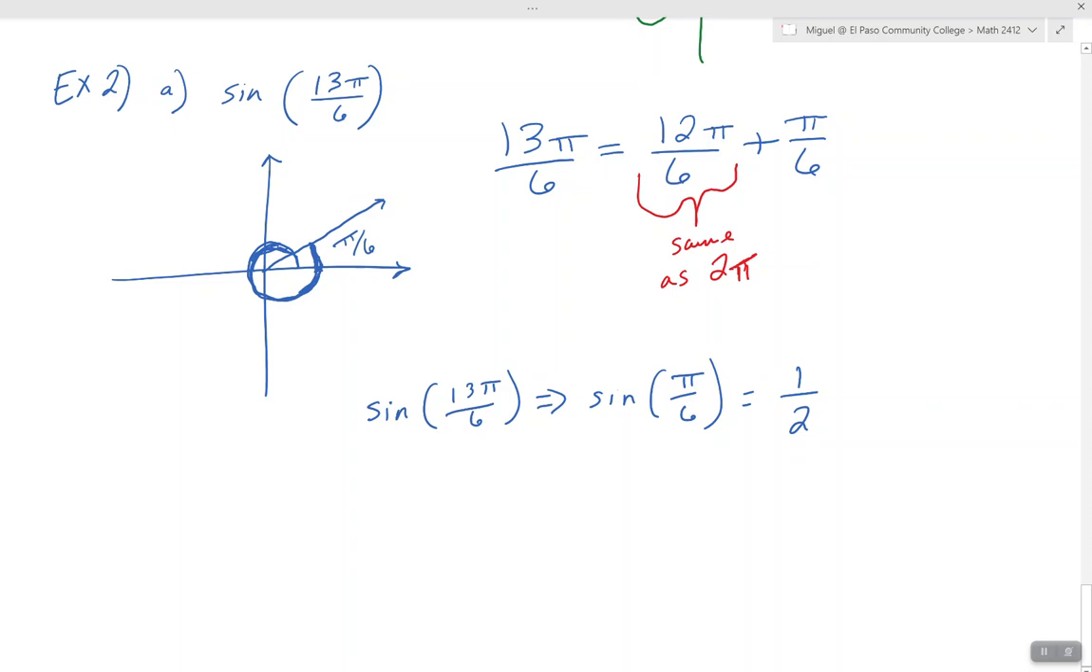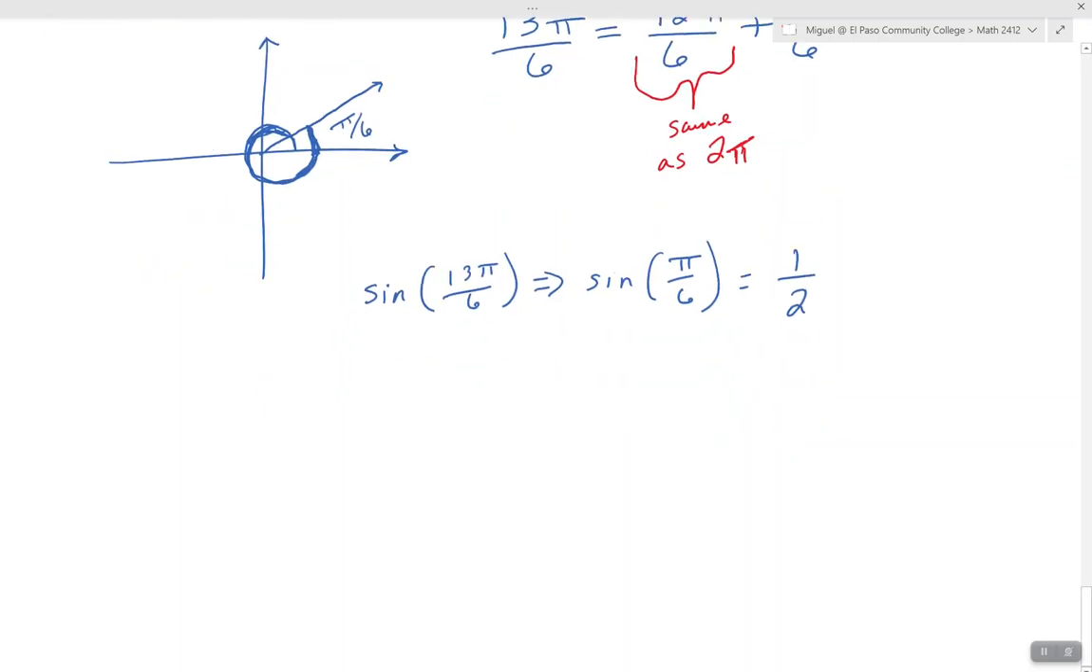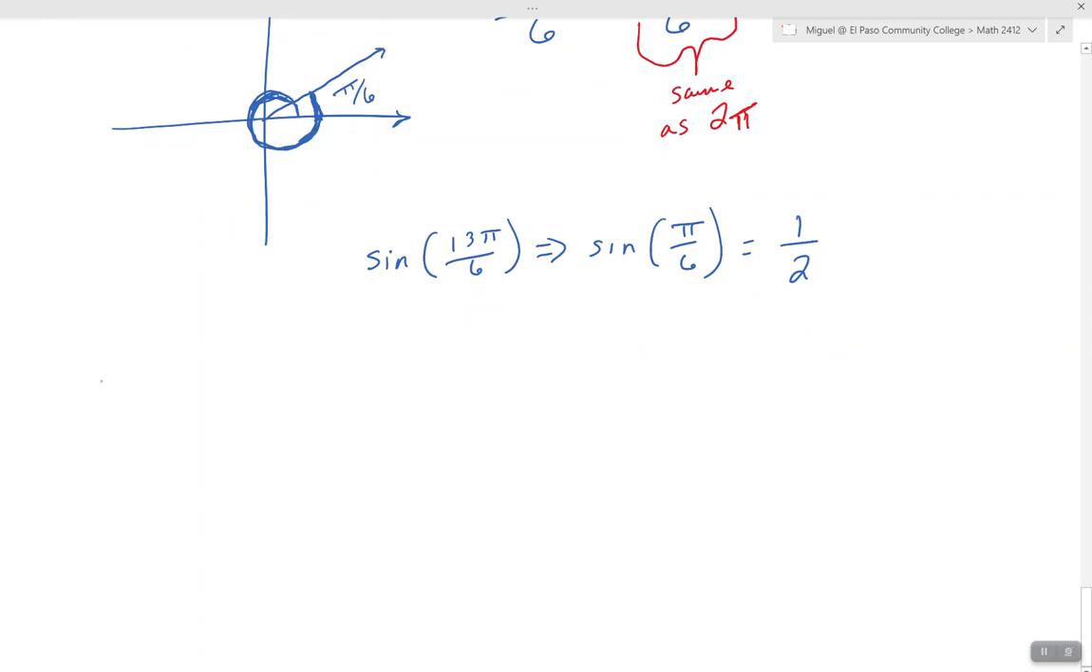So you might need to do this. Sometimes the angles get really large. So in this case, we were able to break it down to 2 pi plus pi over 6. But sometimes you might break something down to like 10 pi plus pi over 3 or something like that. So 10 pi is how many revolutions around? 5, yeah.